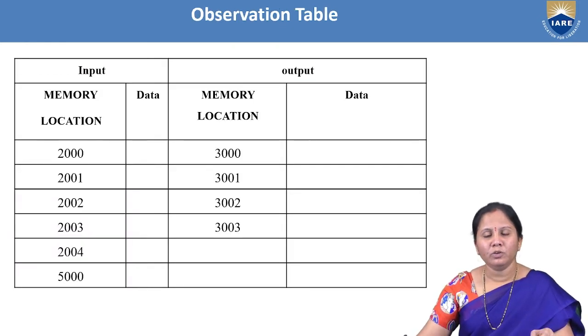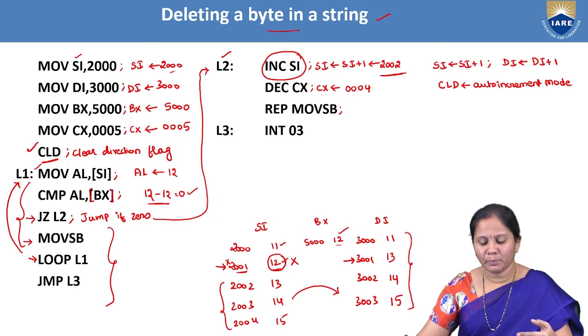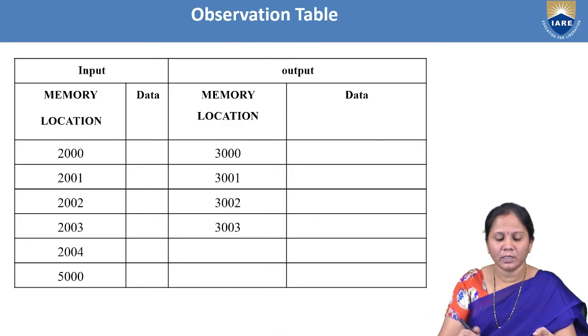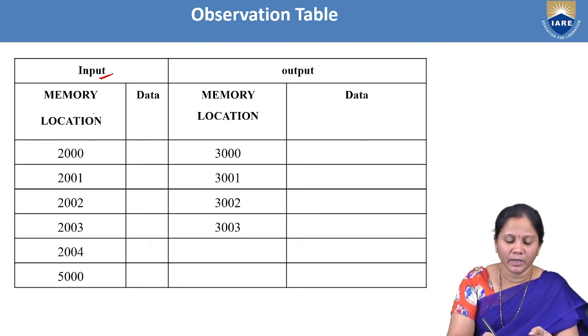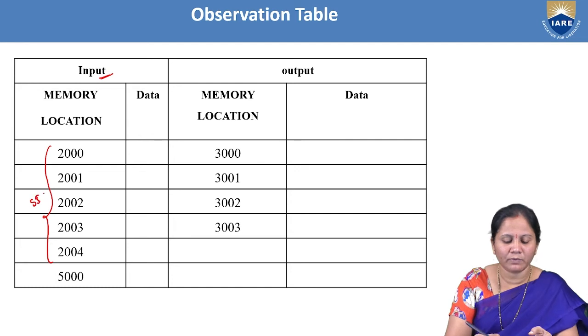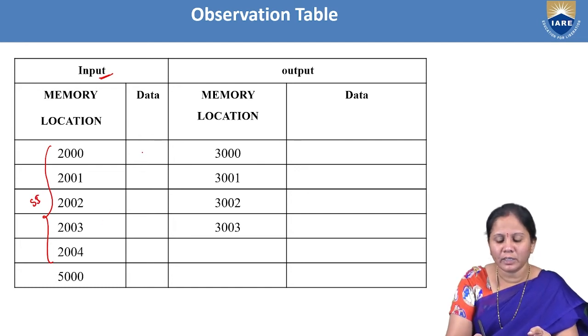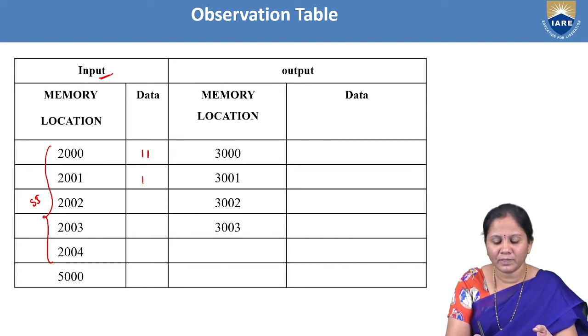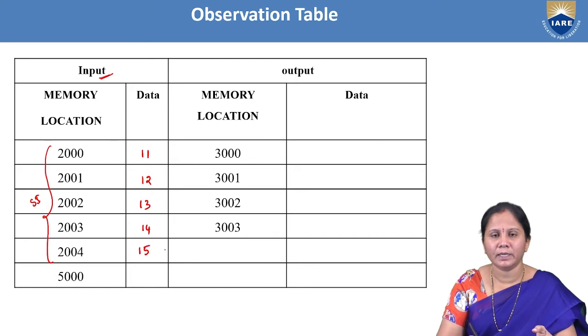Next, if you want to maintain the observation table for the previous program, in the program we have taken the inputs in the SI location. All these are the inputs we have taken in the SI location, and the inputs we have considered are data of byte size. So 11, 12, 13, 14 and 15 is the data.